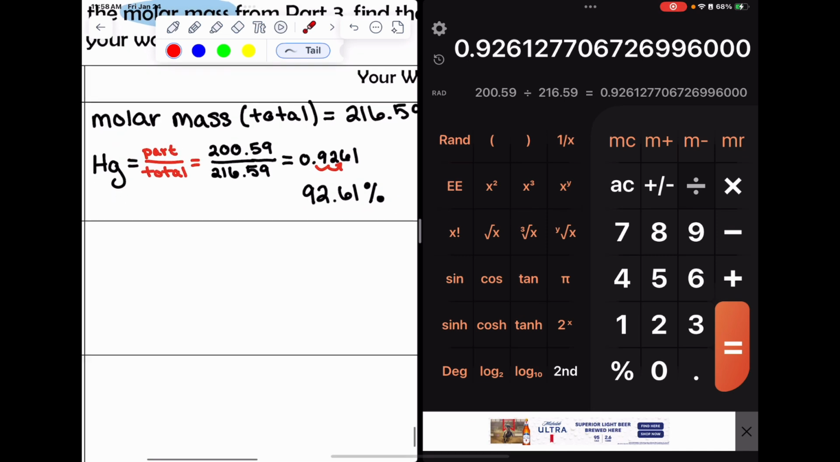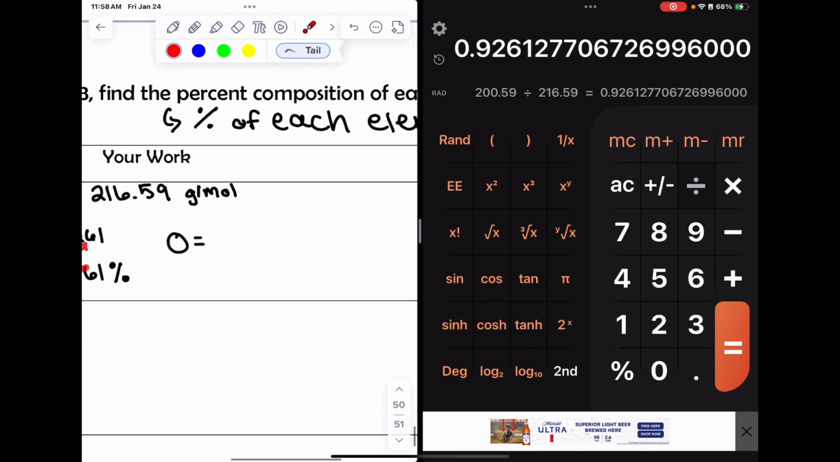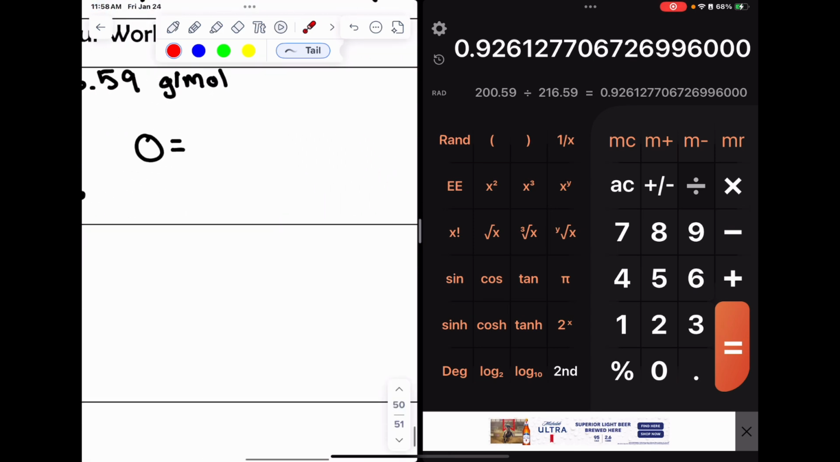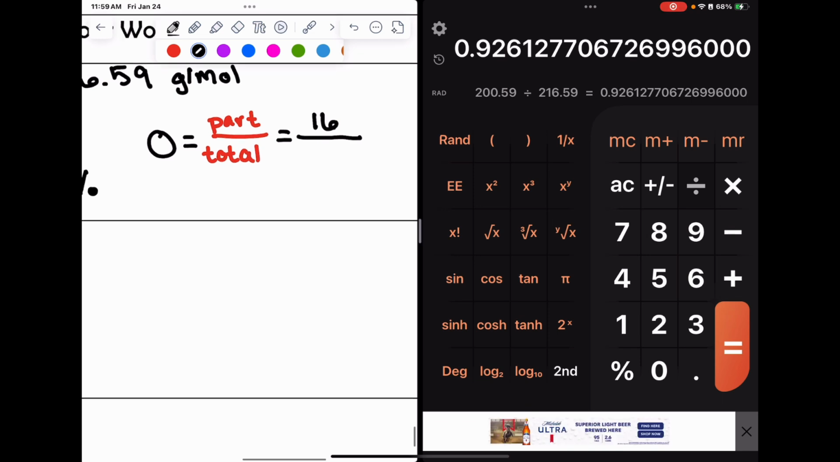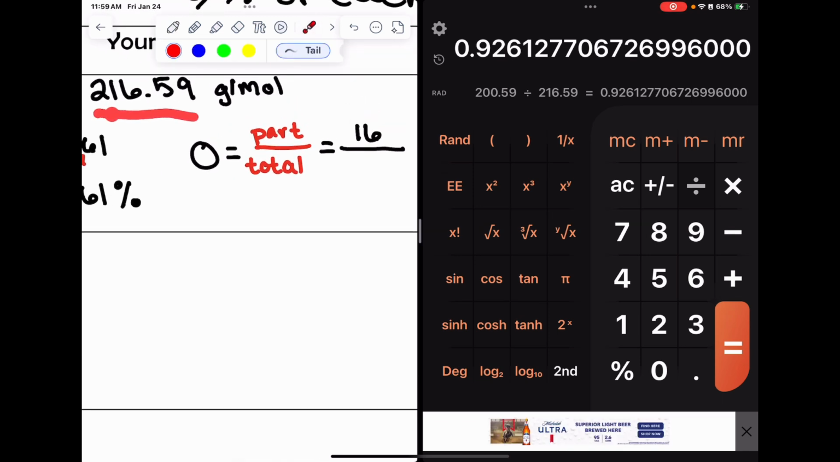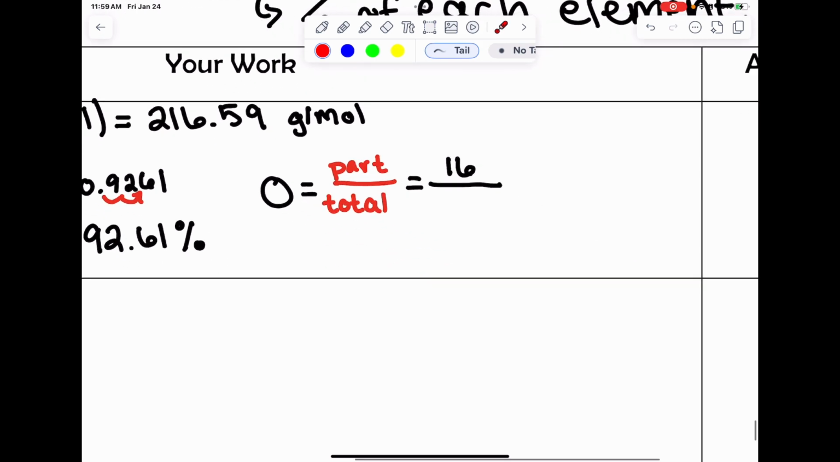Now let's go ahead and do the same exact method, but for oxygen. So again, you always take your part and you divide it by the total. Part over total. All right, the part or the mass of oxygen, if you don't have it memorized, it's 16. If you didn't have it memorized, you could have looked it up on the periodic table. The total is our molar mass from up top, which was 216.59.